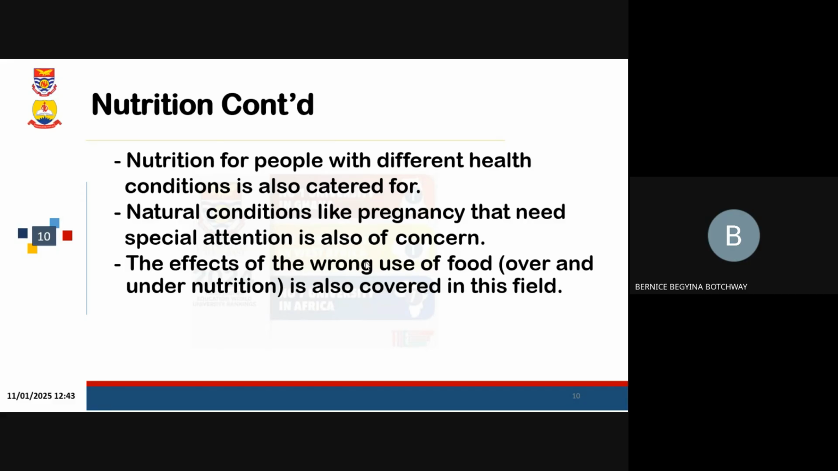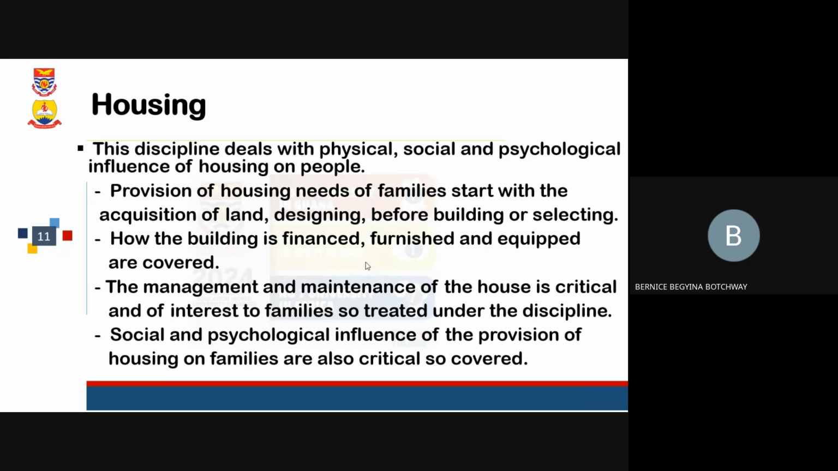Nutrition for people with different health conditions is also catered for in this section. Natural conditions like pregnancy that need special attention are also covered. You learn the nutritional needs of all these people, the effect of wrong use of food. You learn about food poisoning, what causes food poisoning and ways to minimize food poisoning. It's all covered in the food and nutrition aspects of home economics.